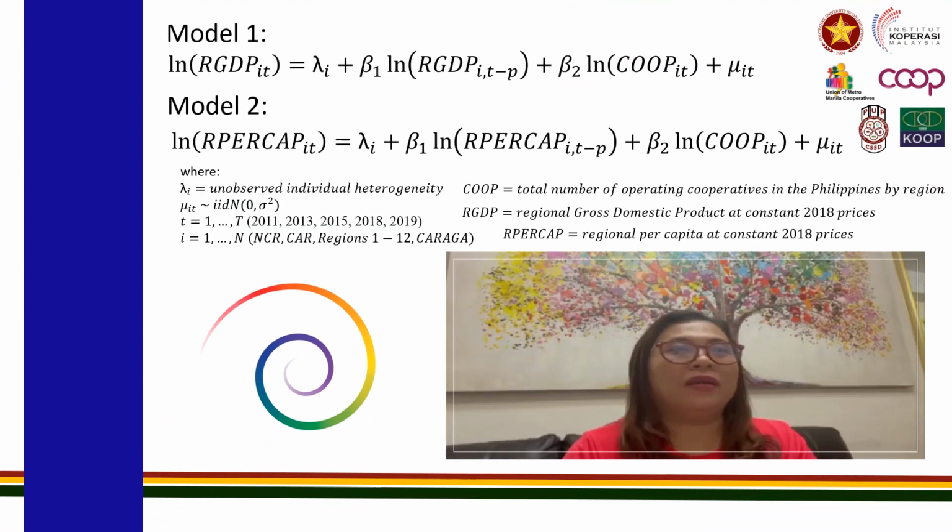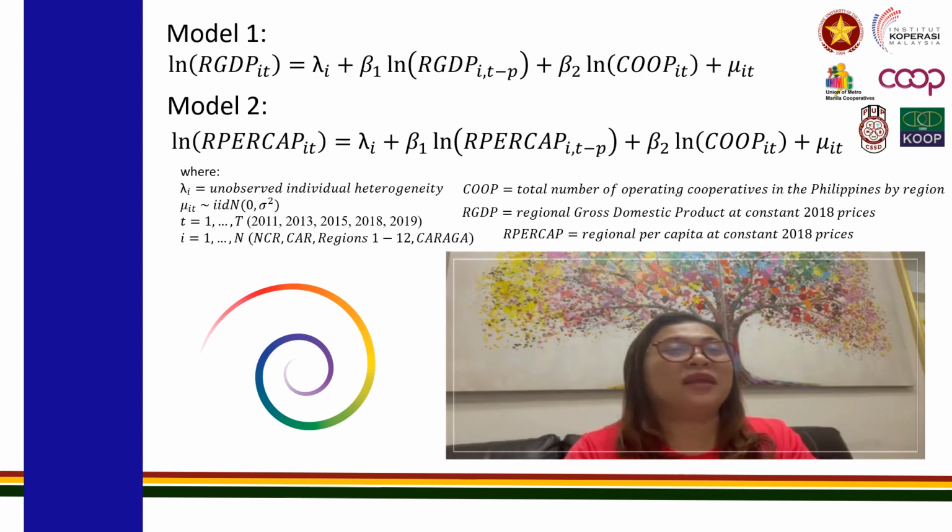This paper utilized two models: Model 1, RGDP as a function of co-op, and Model 2, R per cap as a function of co-op, where T is represented by 2011, 2013, 2015, 2018, and 2019, and I is represented by NCR, CAR, regions 1 to 12, and Caraga. Co-op is the total number of operating cooperatives in the Philippines by region.